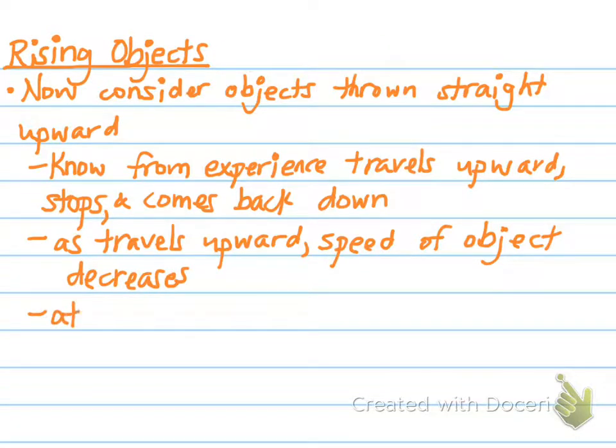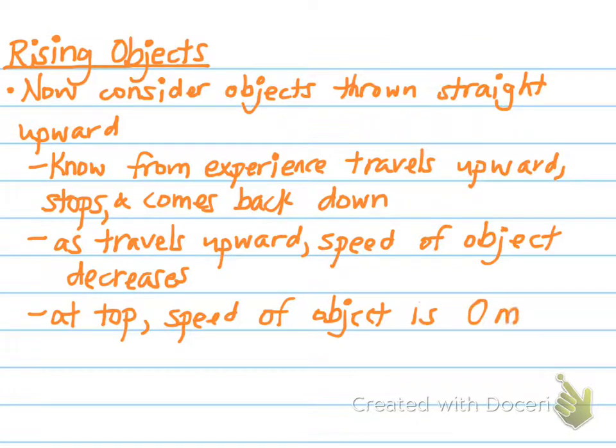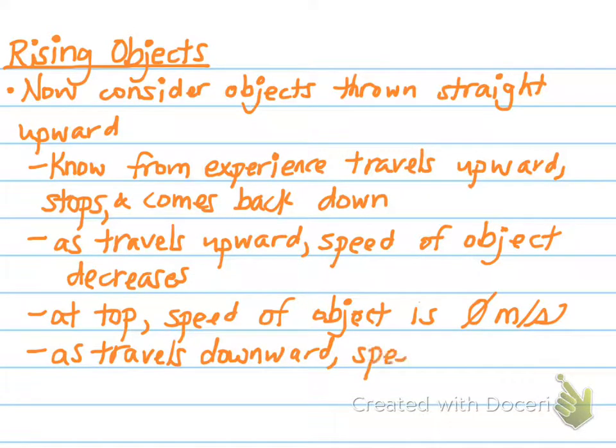What happens at that very tippy top? What happens to the speed of the object there? Hopefully you said the speed of the object is 0 meters per second. Right? It momentarily stops. And then as that object travels downward, what happens to its speed? Right? The speed of our object increases.